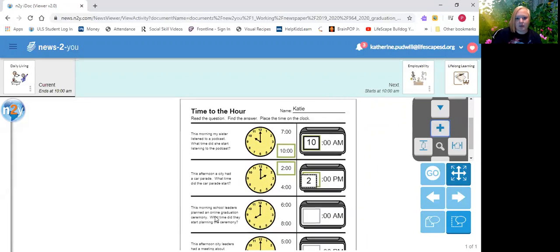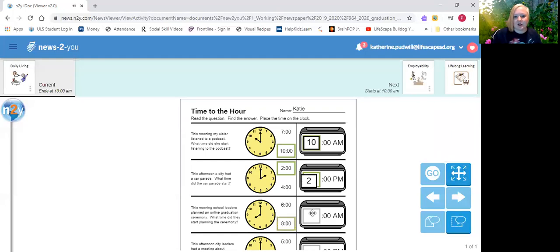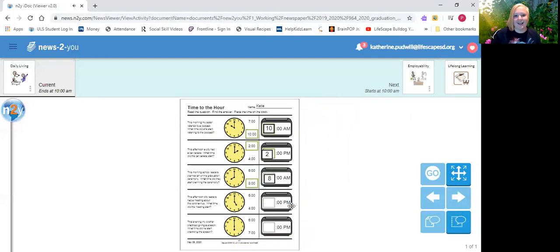This morning, school leaders planned an online graduation ceremony. What time did they start planning this ceremony? Oh, hey, we're planning an online graduation ceremony. All right, what number is the shorthand pointing to? That's right, 8. And we know the longhand is on the 12, which means 0 for the minutes. 8 o'clock. They started planning at 8 o'clock a.m. All right, see if you can do the next two on your own, because we're going to skip over to time to the nearest half hour.